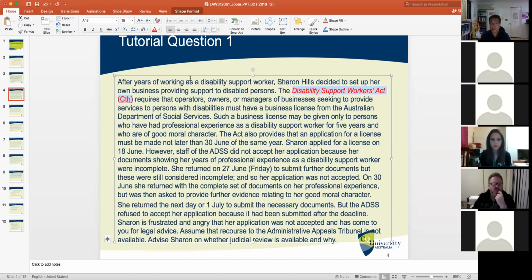So the Disability Support Workers Act Commonwealth is considered an enactment because it is an enactment coming from the Commonwealth Parliament. Now that is a very crucial point, because for the purpose of the application of the ADJR Act of 1977, let me be clear. In relation to judicial review under the Administrative Decisions (Judicial Review) Act of 1977 Commonwealth, the administrative decision, for it to be subject to judicial review under the ADJR Act, must have been based on an enactment.